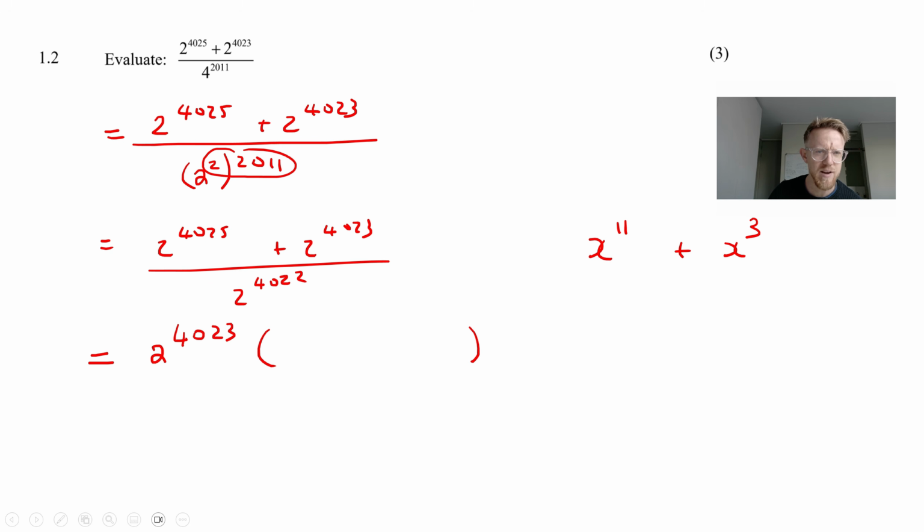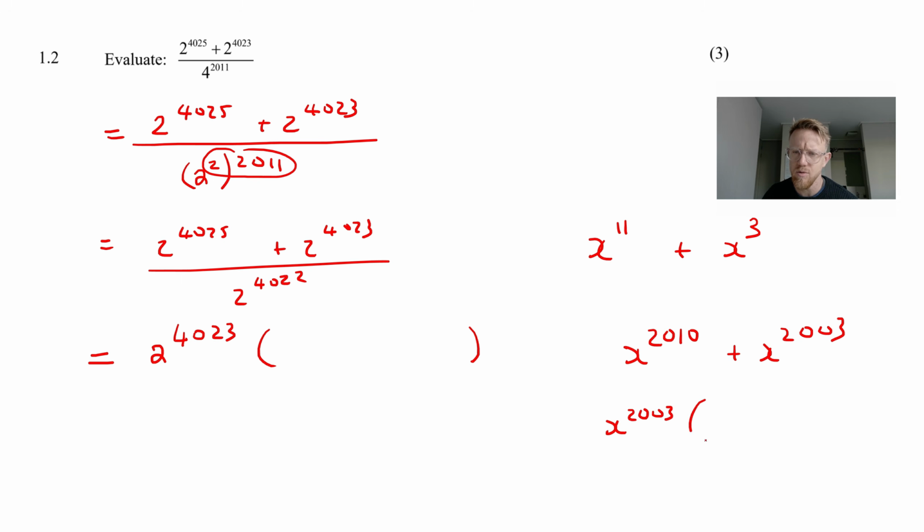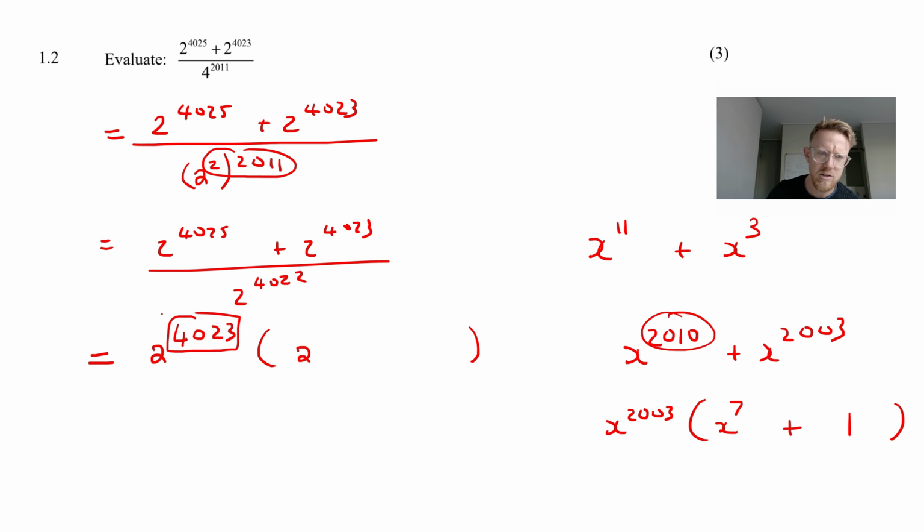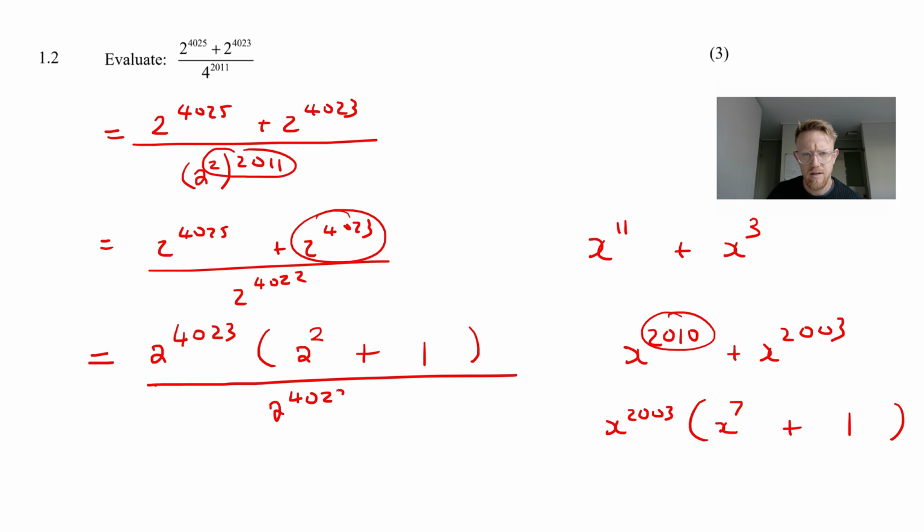And now what are you going to have left? Well, if we have x to the 2010 as an example, plus x to the 2003, and you take out x to the 2003, then what would we have left over here? Well, you would still have x to the 7 left over there, and then there's nothing left over here, so you would just say plus 1. So here we're going to say 2, and now because we took out 4023, but we have a 4025 here, there's still going to be 2 squared left over there, and then here we're just going to be left with a 1. Now at the bottom, we can't do anything, so we just leave it as is.